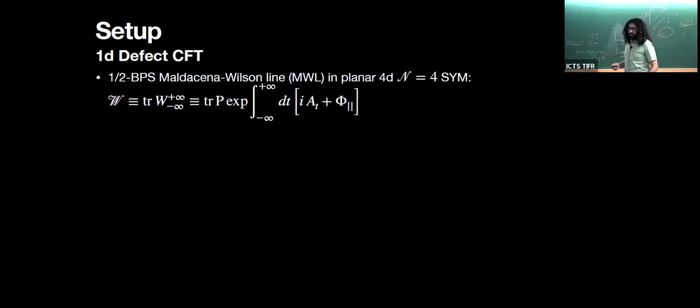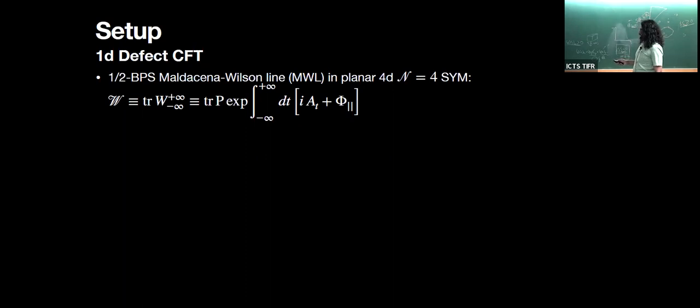Okay, good. So now let me describe in particular the setup which we work in. The setup which we work in is actually a one-dimensional defect CFT, which lives inside N=4 super Yang-Mills. And it's defined in the following way. We consider a half BPS Maldacena-Wilson line in planar N=4 super Yang-Mills. So what does this mean?